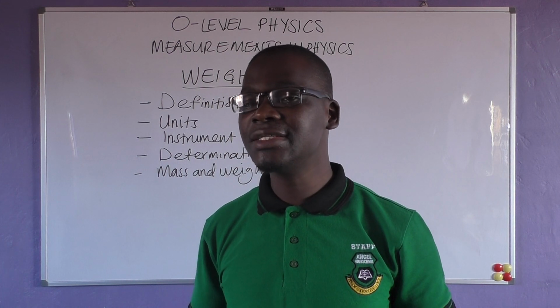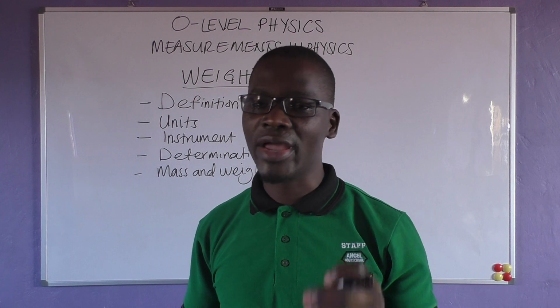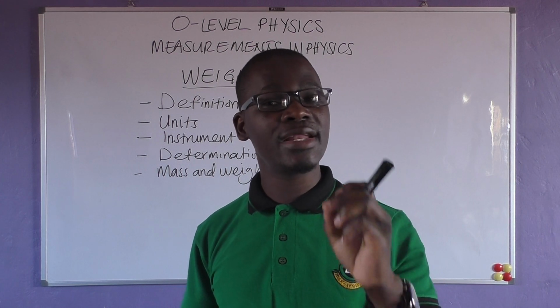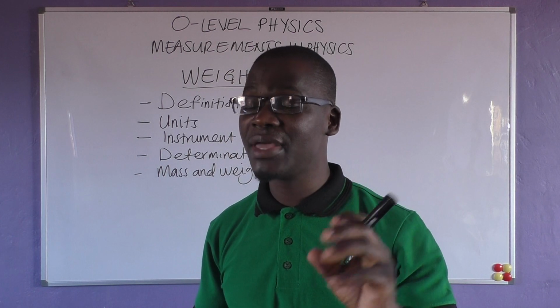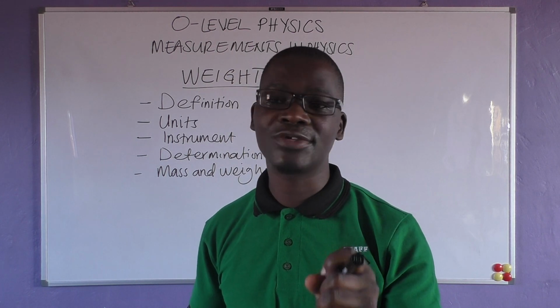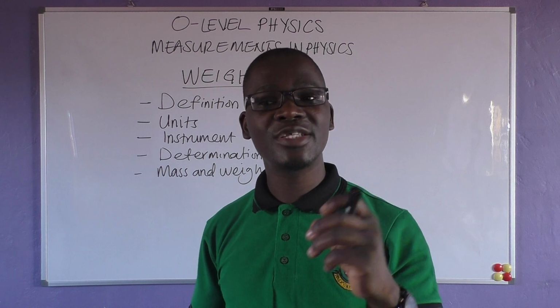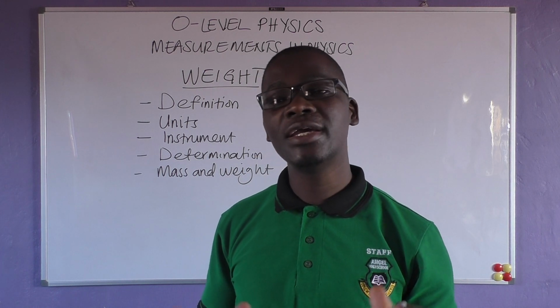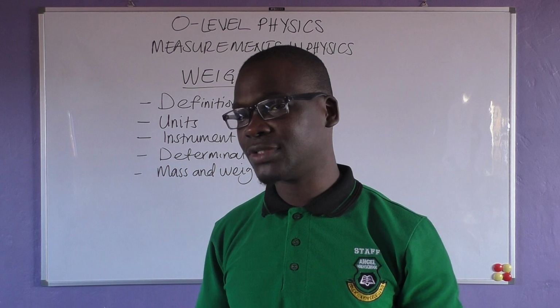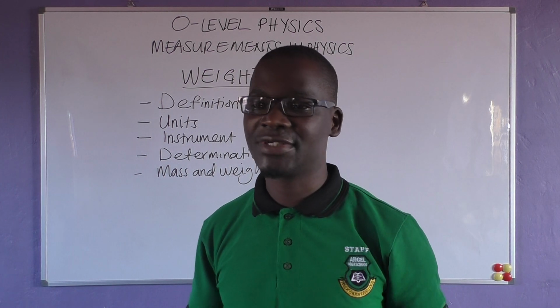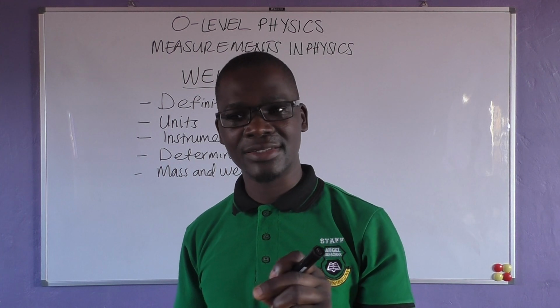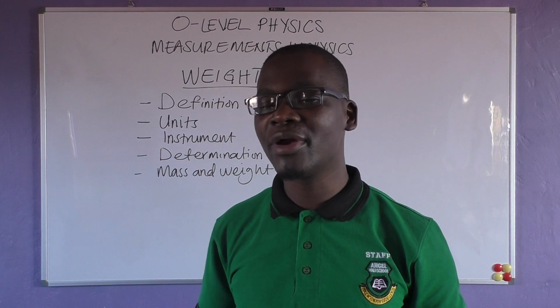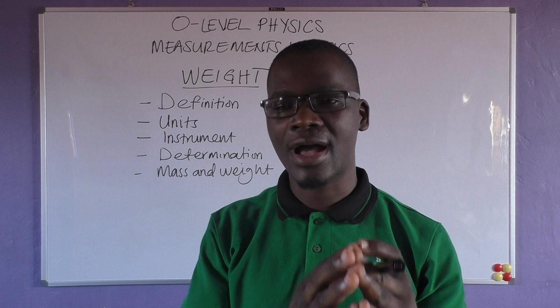If you have ever seen someone measuring the weight of a body, that body is always suspended on a hook of a spring balance. Why is it suspended? Because it is acted upon by the force of gravity. Whereas when measuring the mass, we normally put our body on a scale pan.